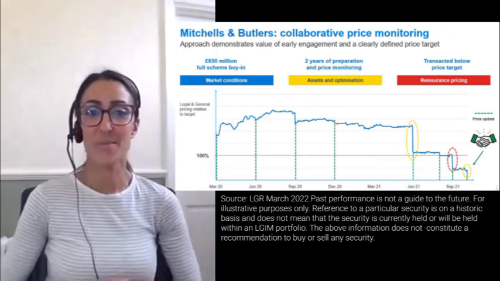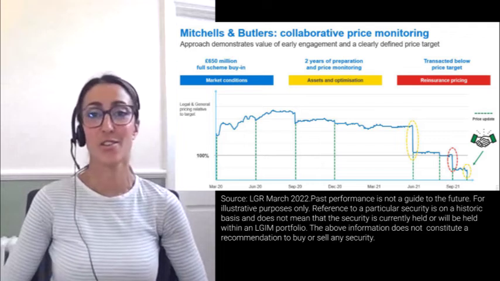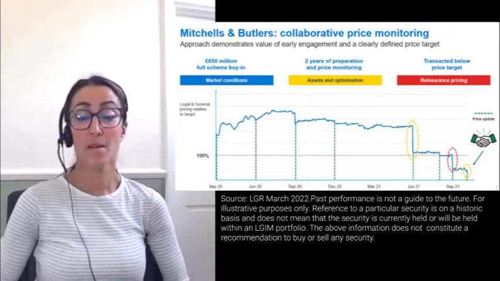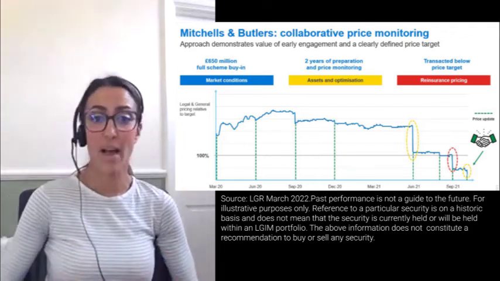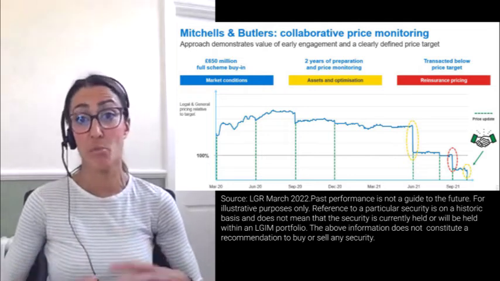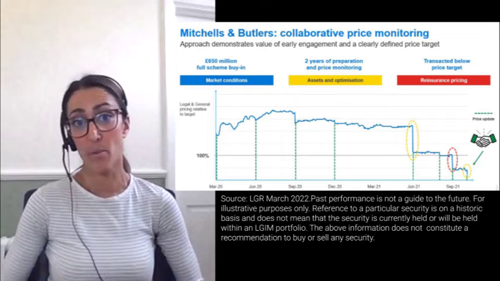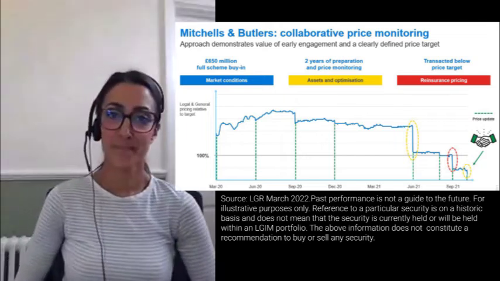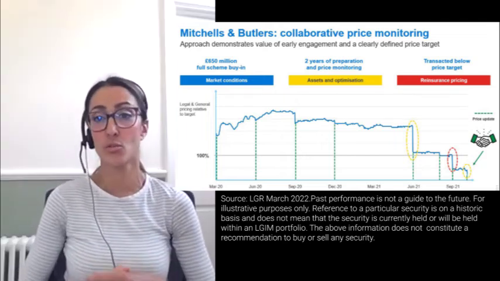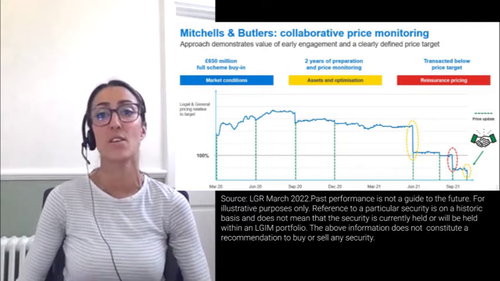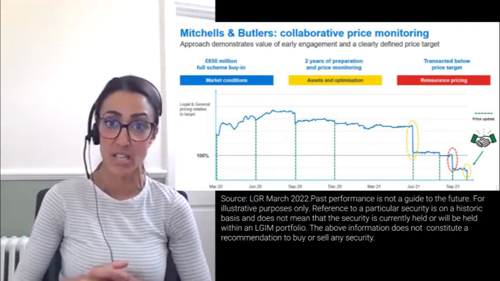The trustees agreed to proceed with us, which is great, and we entered into exclusivity shortly afterwards. So this was ultimately a great outcome for the trustees, where they benefited from a collaborative price monitoring approach, and it meant they were ultimately able to secure a transaction at below their price target. So if we fast forward now to June 2021, you can see there was a material change in our pricing versus the trustees' target.